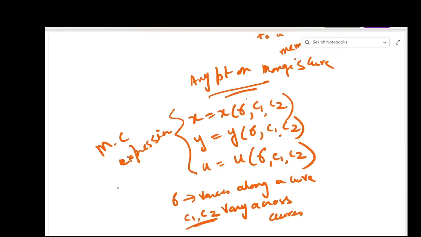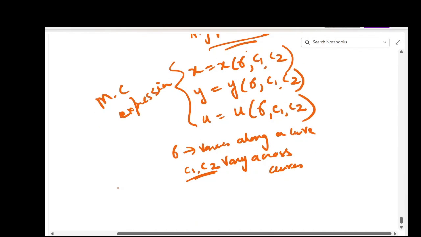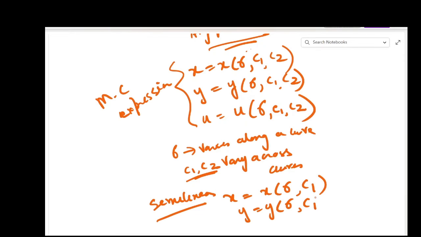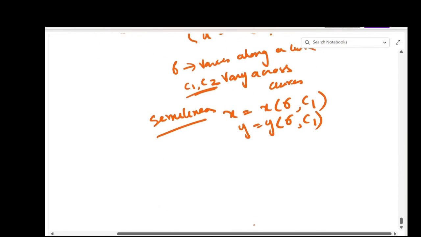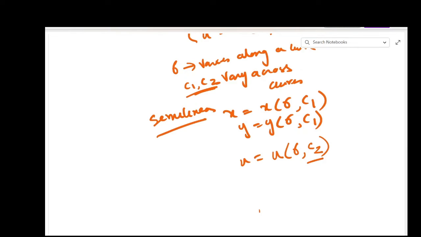And if you recall the situation which we faced while solving the semi-linear partial differential equations, obviously first order, we had something like this for the semi-linear case: x as some function of sigma, c1, y as some function of sigma, c1, and again u as some function of sigma, and this varied with sigma, c2.